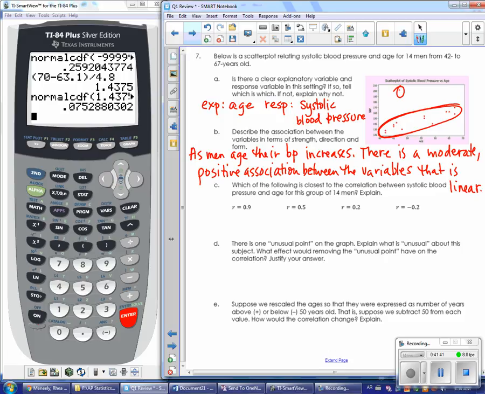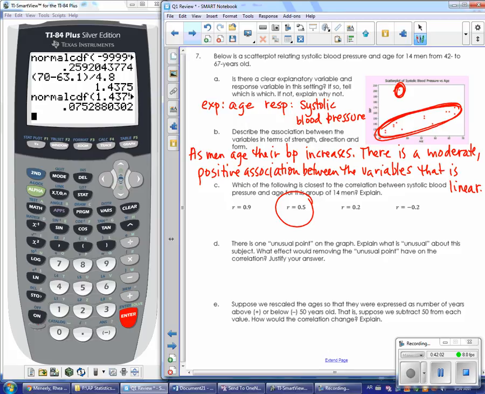So while I've got what looks like a very strong trend here, this outlier is actually going to have a significant impact on my correlation coefficient, and it's going to make it much smaller than it would be if that outlier was no longer there. So the correlation coefficient is likely much closer to 0.5 than it would be to 0.9.